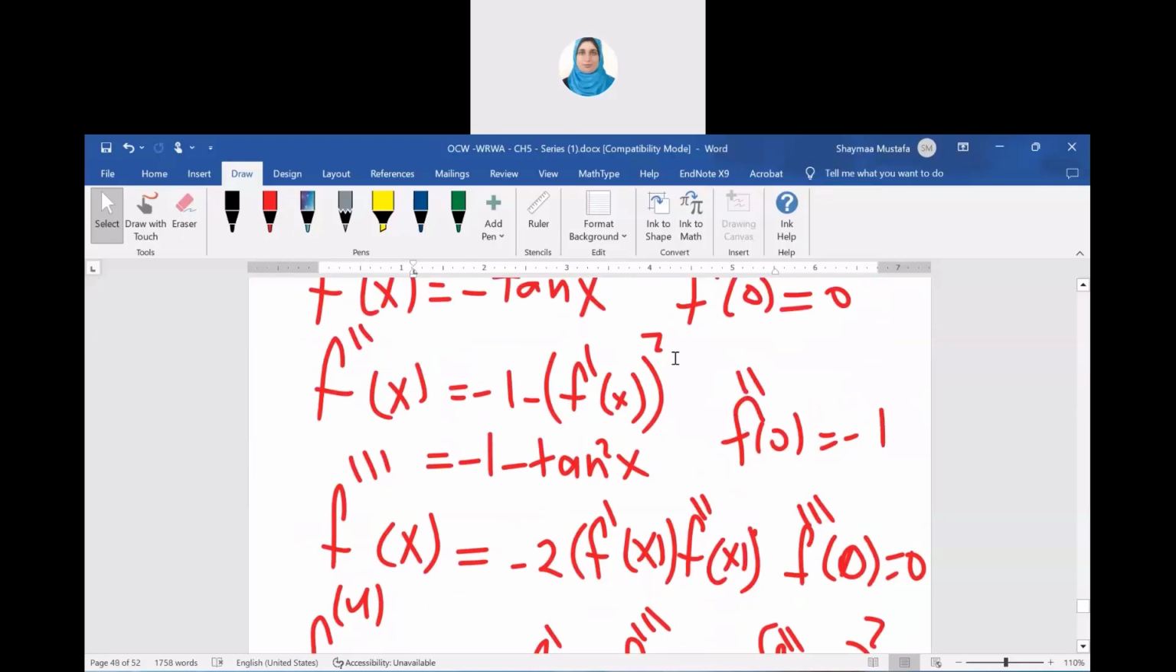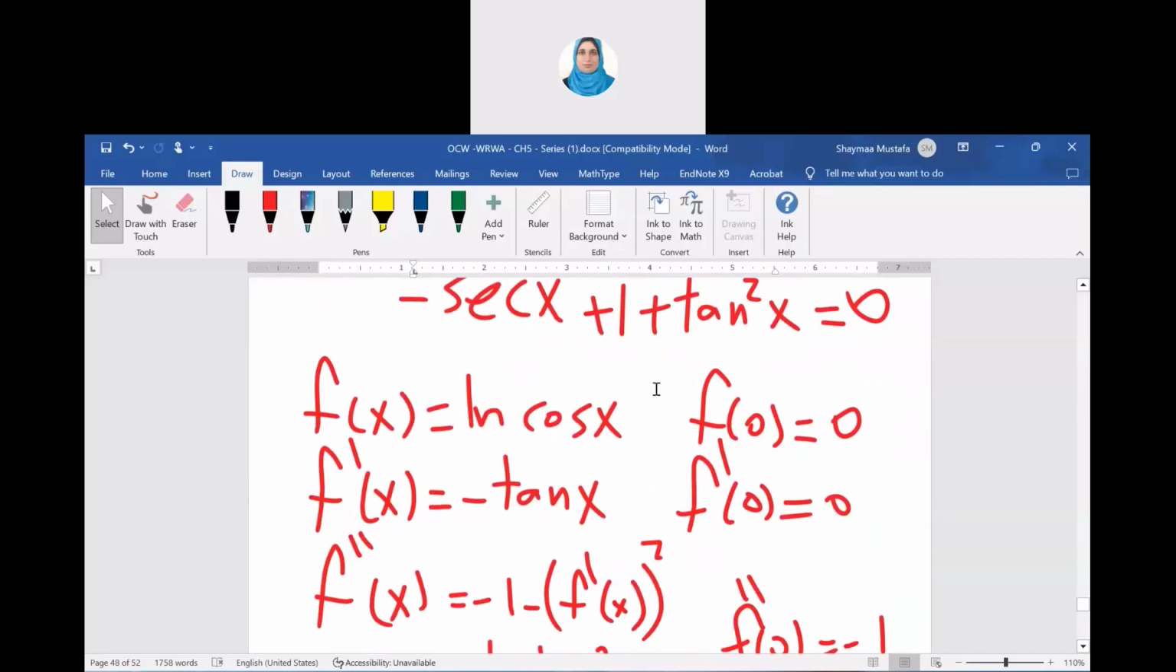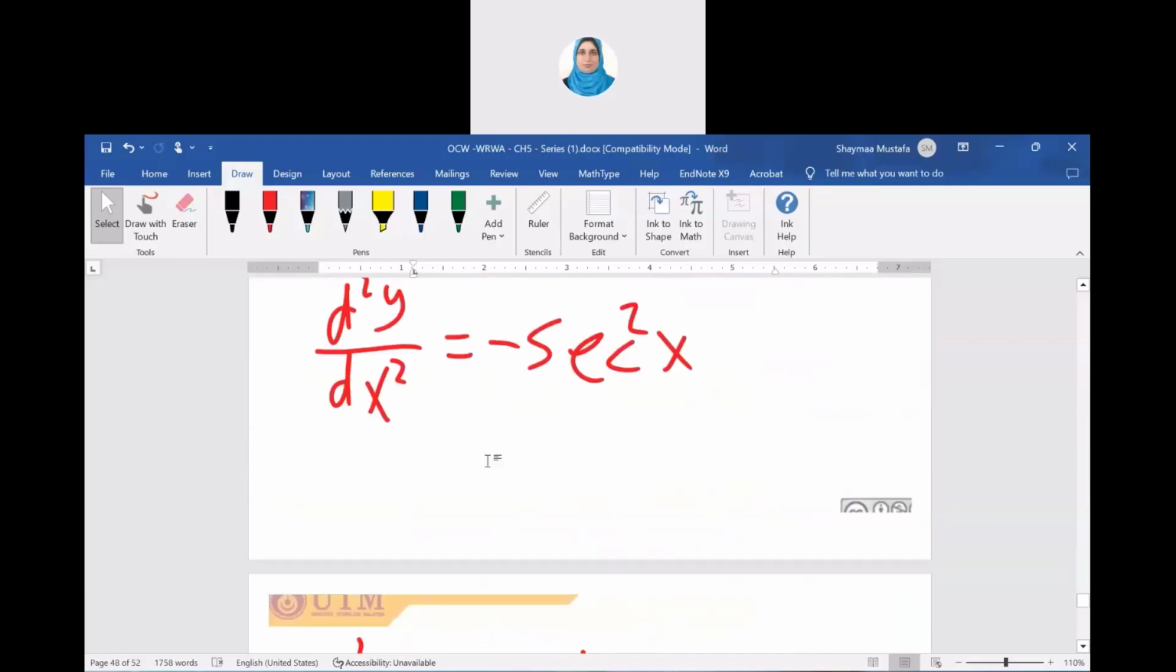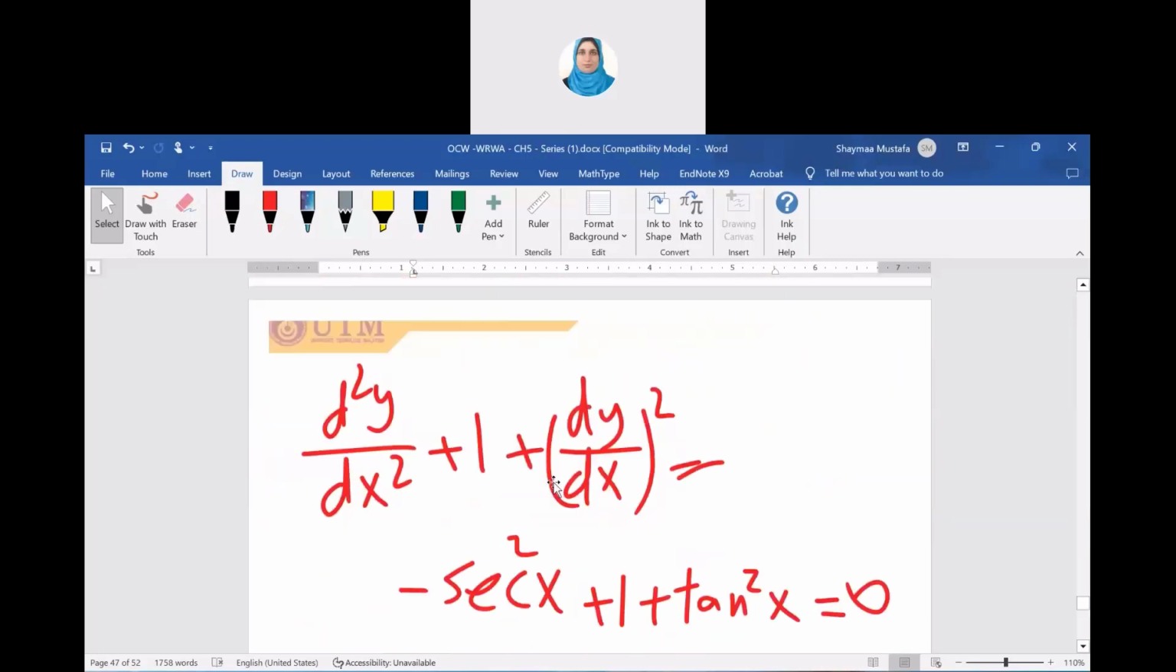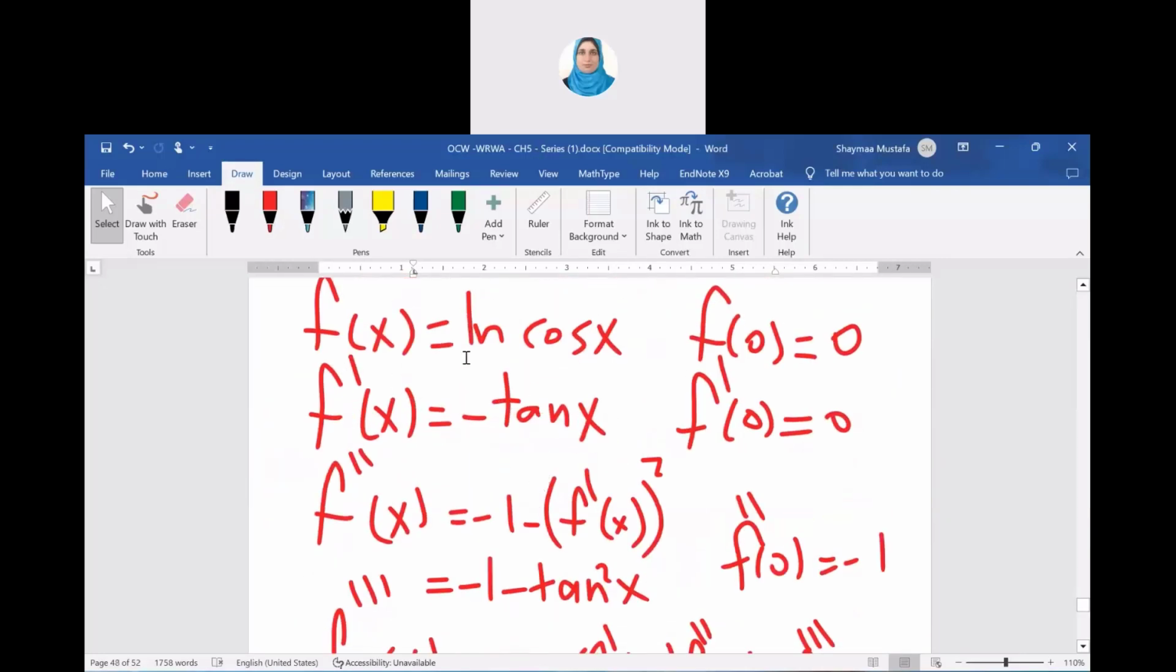If you have any question, please write on the chat or you can open the mic. So I just used this relation. I proved this relation first, that the second derivative plus 1 plus dy over dx squared equal to 0. Then after I prove this one, I use it to find the Maclaurin series.